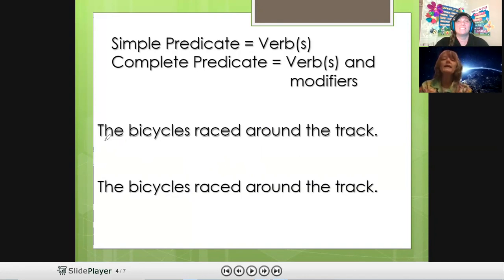Okay, so what is the sentence about? What are we talking about? The subject, what we're talking about, is the bicycles. And what are the bicycles doing? The bicycles are racing around the track. Very good. So this would be the complete subject, and this would be the complete predicate. Right. Okay. So then we're going to look now for the simple subject and the simple predicate. The simple subject would be bicycles. Right. And the simple predicate would be raced.